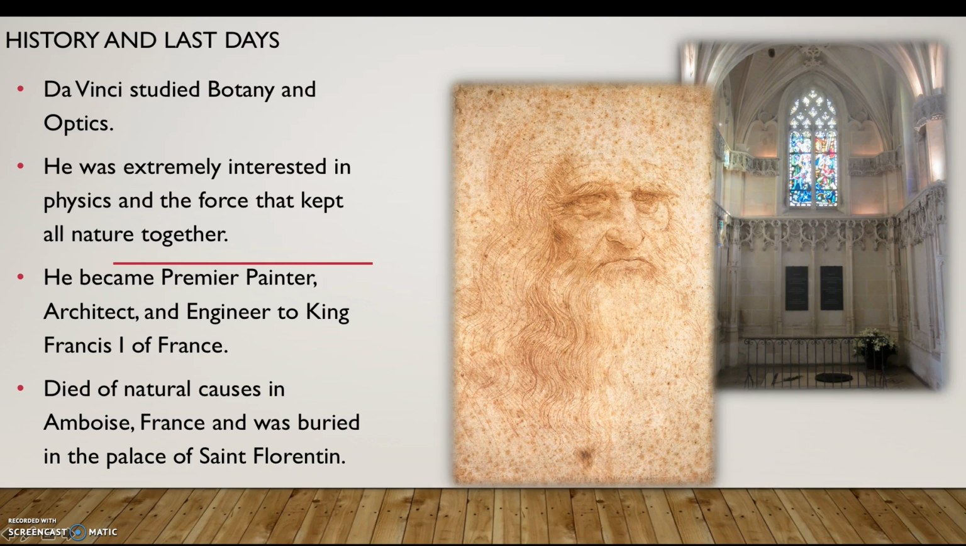As he grew older, his completion of the artworks and architectural projects diminished, and his interest in sciences grew. He became increasingly interested in botany and optics, as well as the study of the force that gave all organisms their shape. Despite his lack of finished works in his old age, Da Vinci was appointed as the premier painter, architect, and engineer to King Francis I of France.